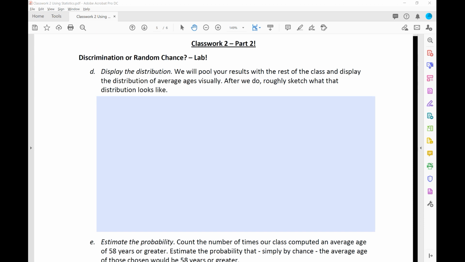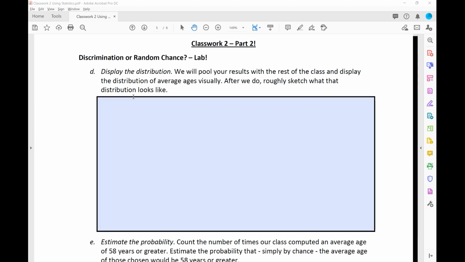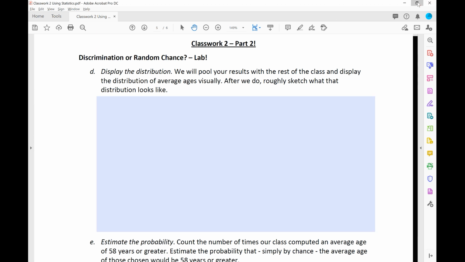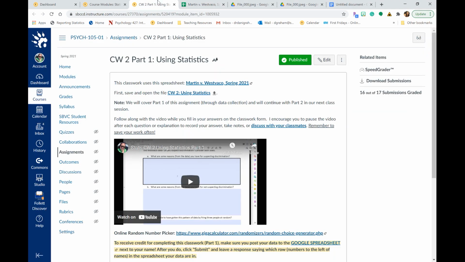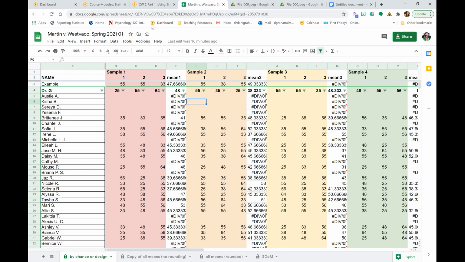We'll be picking up with number 6D and we'll need to go back to our Google spreadsheet with our class data. As a reminder of how to get there, in each of the classworks there's a link to that Google sheet right at the top. So here we have our class's data.